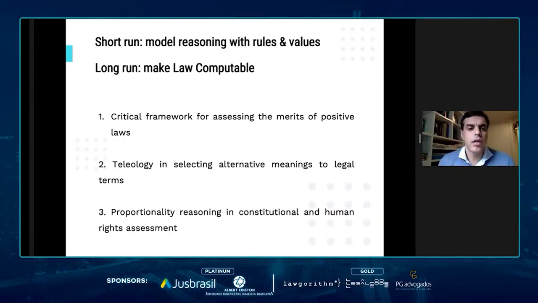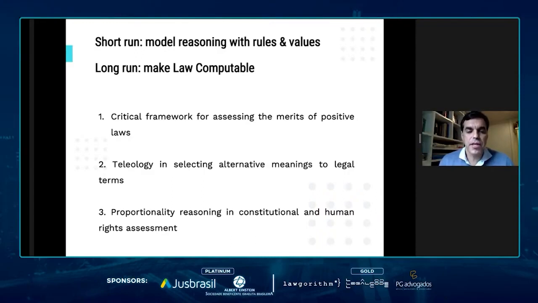The second way that values are relevant in the application of rules regards interpretation. When the interpreter selects alternative meanings for legal terms, they consider underlying values and teleology, that is, the extent to which the meaning ascribed to the rule better promotes or demotes relevant values of the community.